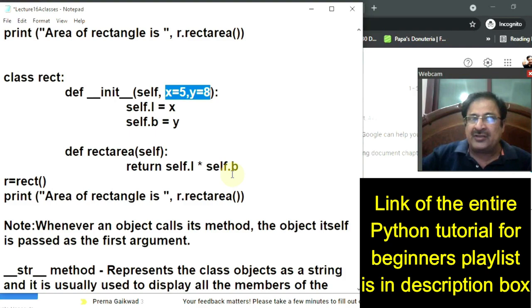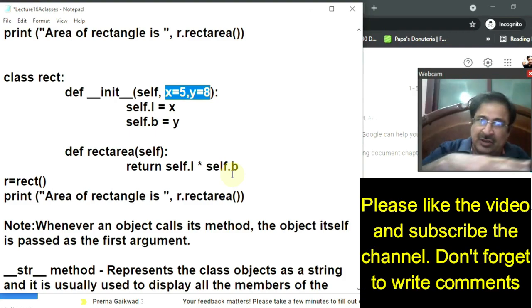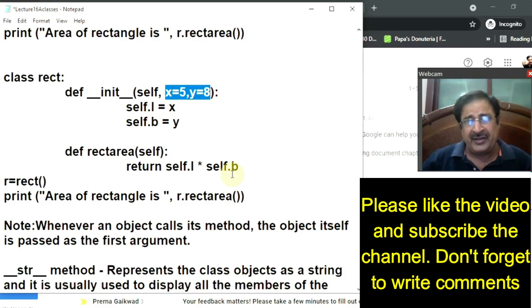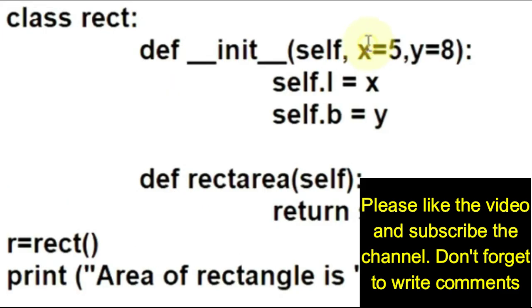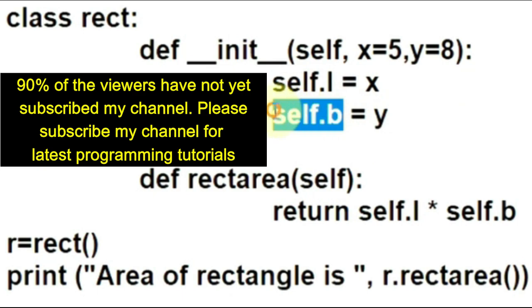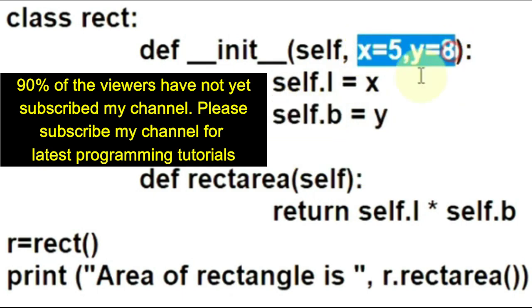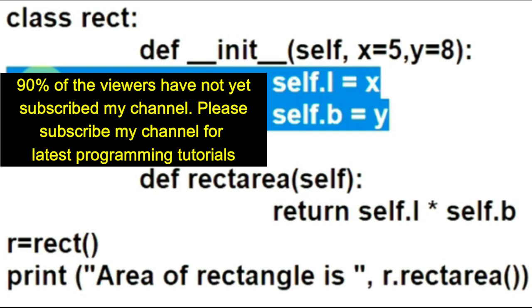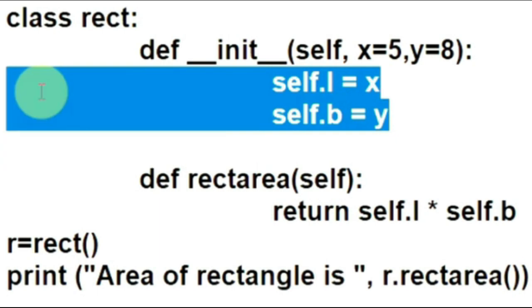Do watch all the lectures of the functions, because what are classes? Classes are the collection of attributes and functions. So you will understand classes very well if you have a strong concept of functions in your mind. Okay. So these are the default value parameters. Self.l, this value of x will be assigned to the L attribute of the object R. The 5 will be assigned to L of object R. This value y, that is 8, will be assigned to the B attribute of object R.